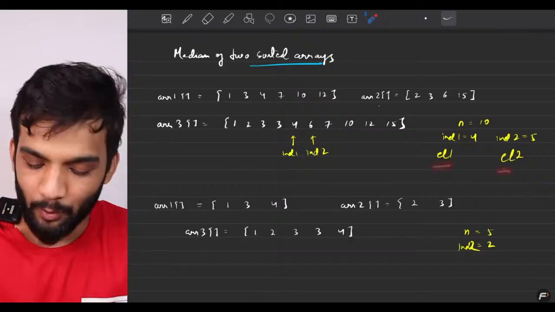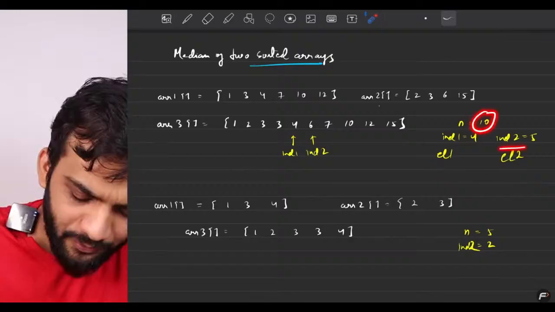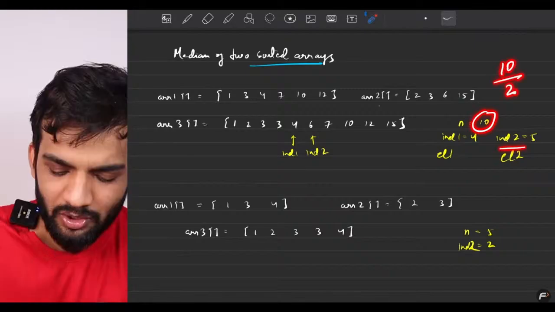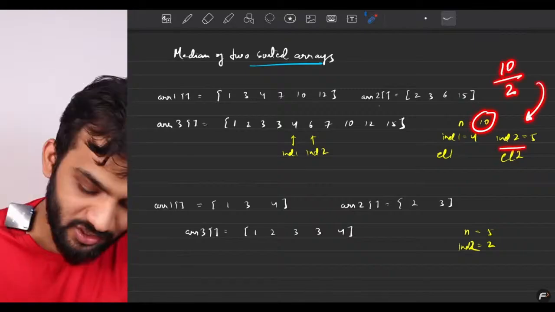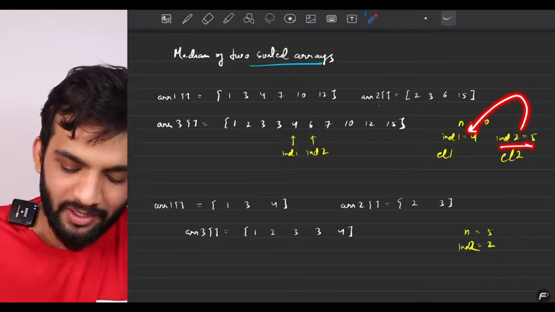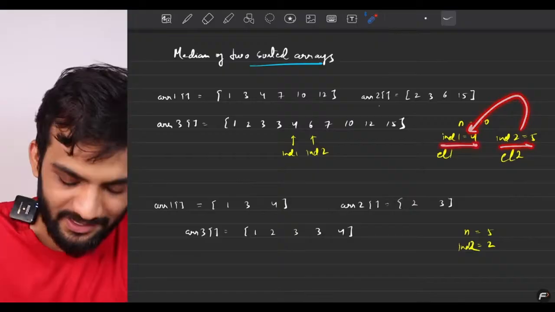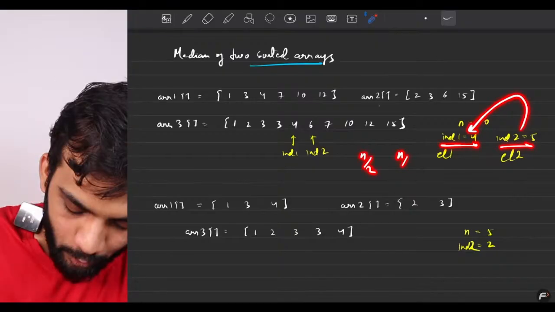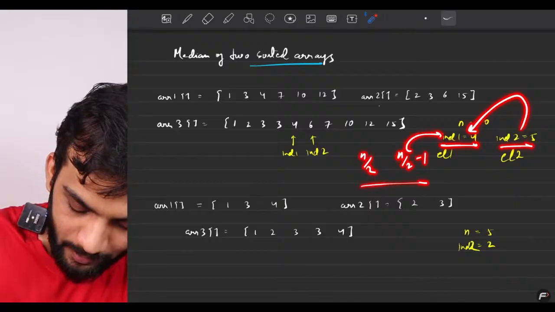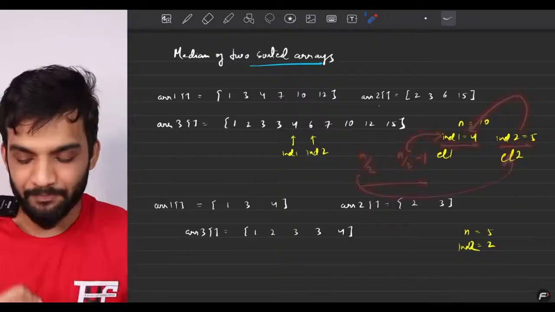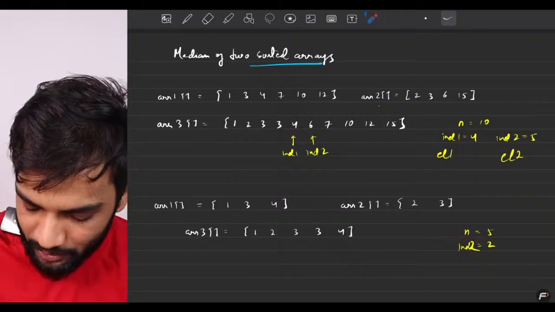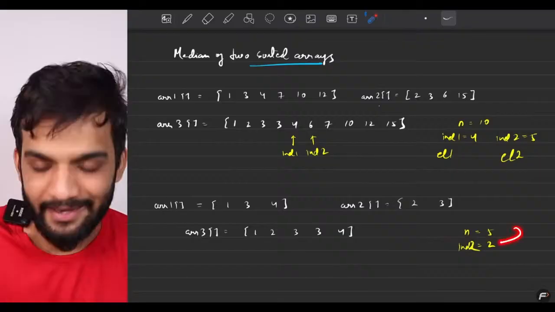And what are these values? If you just do total by 2, you'll get index 2. And if you just subtract it by 1, you'll get the index 4. So it's basically n by 2 and n by 2 minus 1. And this is index 1 and this is index 2. Quite simple. In this case, if you divide by 2, you will get index 2 because the formulas are similar.